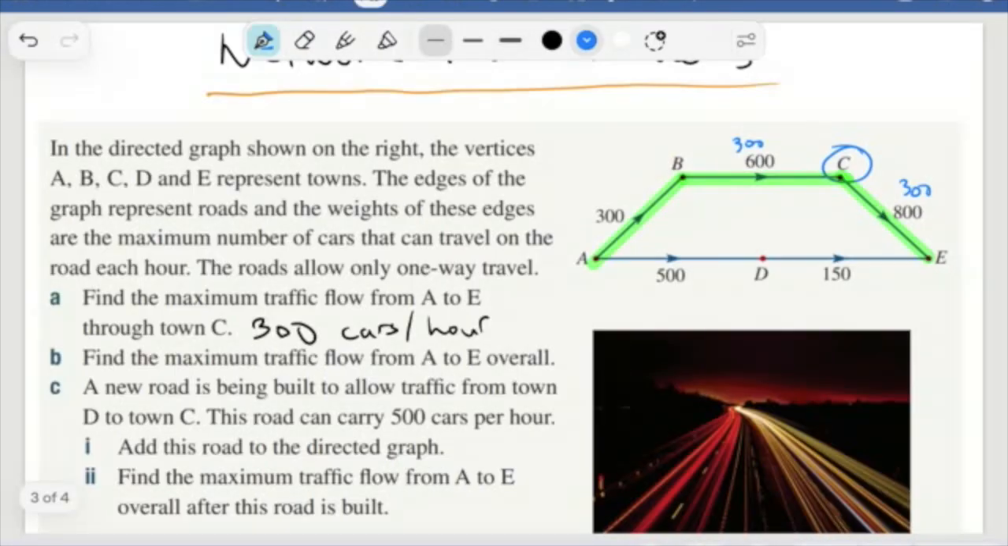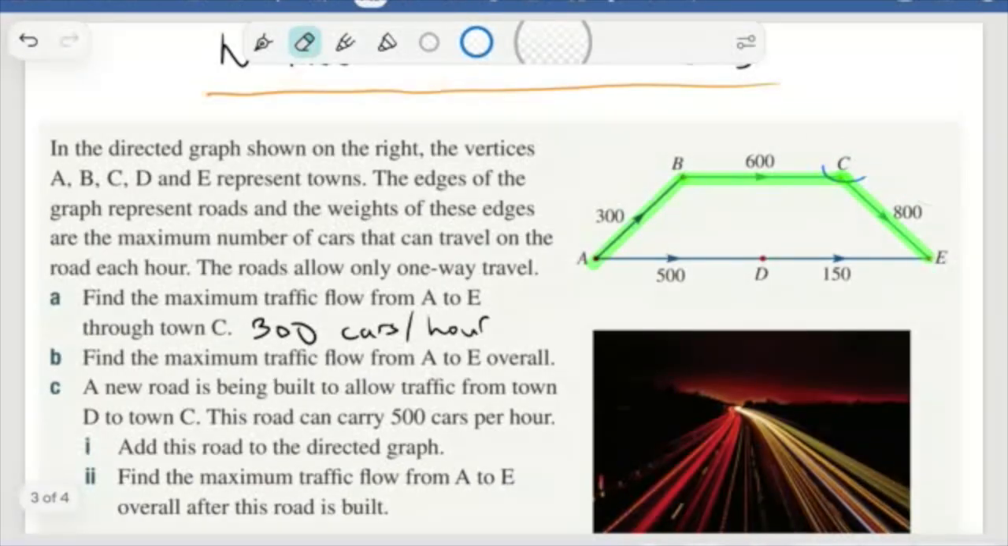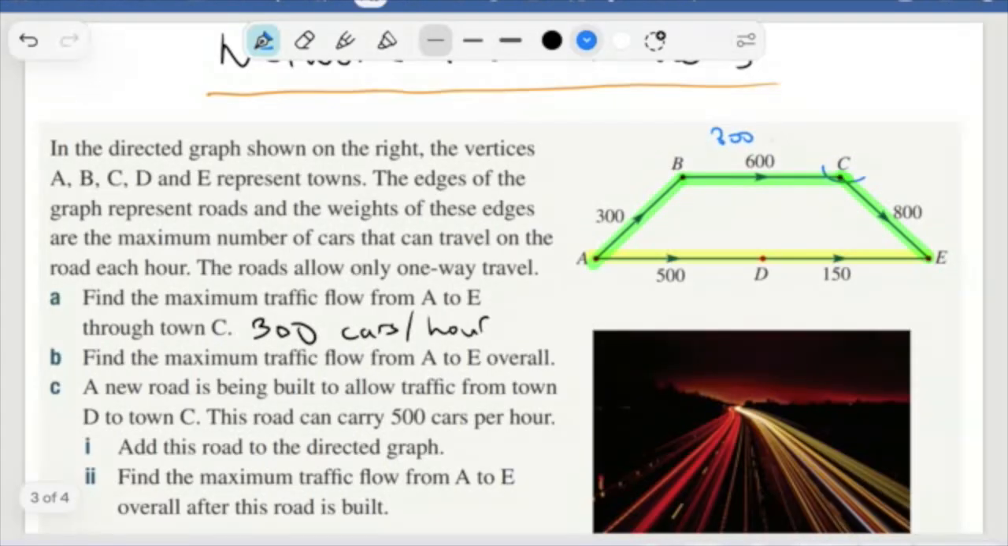Now, the next part is telling us to find the maximum traffic flow from A to E overall. So this is where we get something slightly different, because when it's saying A to E overall, it means we can either take this route that we talked about up the top, or we can take this one down the bottom. It's just saying A to E in general. So there's two different kind of paths we can take. Now, we said that for this top one, the maximum flow is 300 cars per hour.